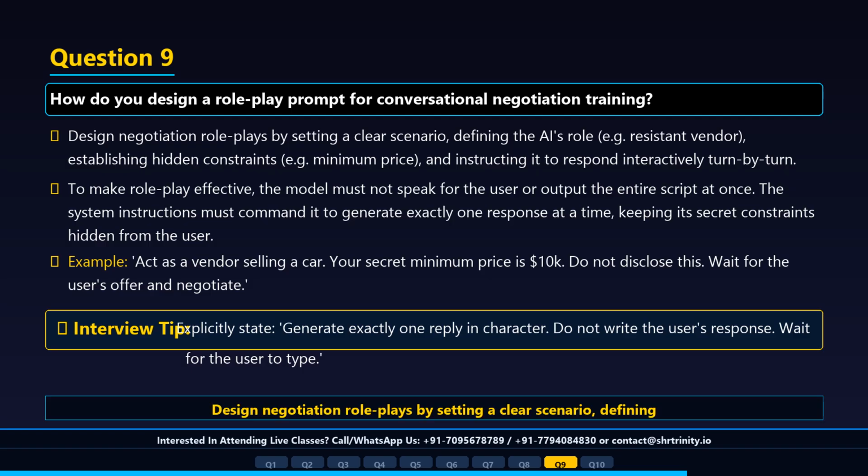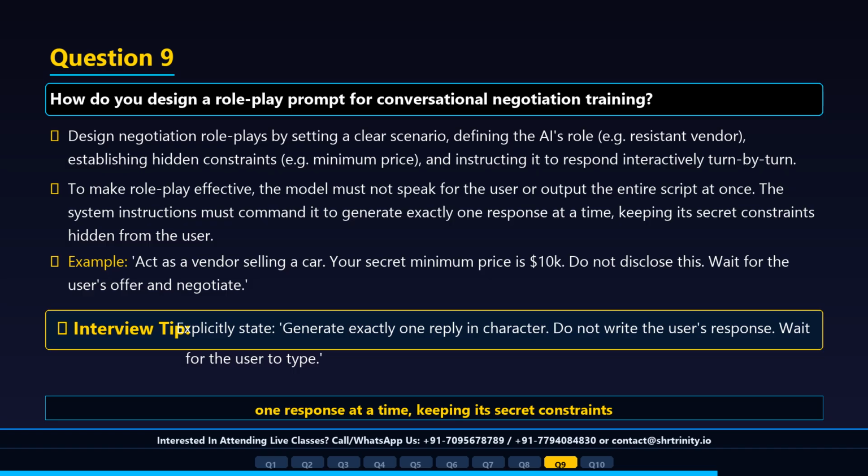Question 9. How do you design a role-play prompt for conversational negotiation training? Design negotiation role plays by setting a clear scenario, defining the AI's role, e.g., resistant vendor, establishing hidden constraints, e.g., minimum price, and instructing it to respond interactively turn by turn. To make roleplay effective, the model must not speak for the user or output the entire script at once.